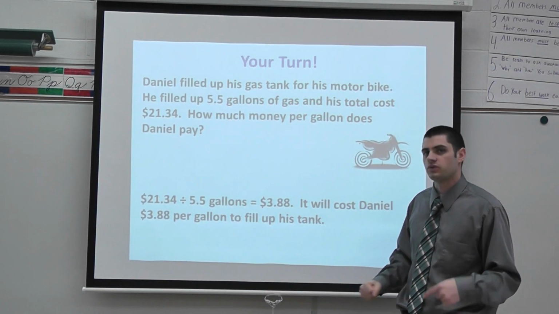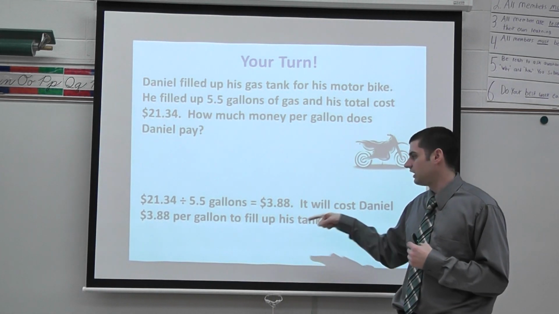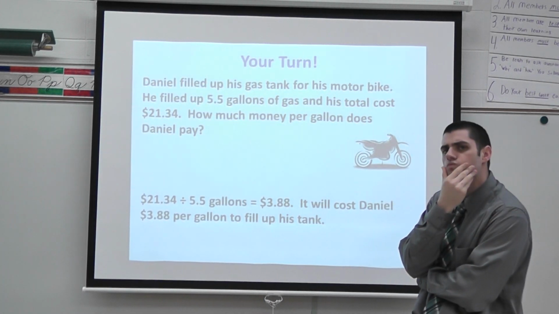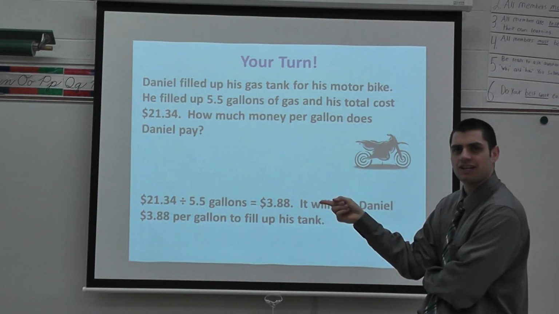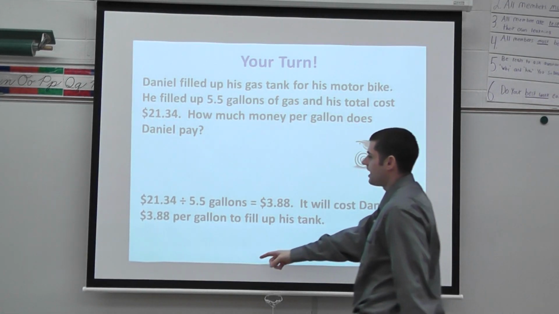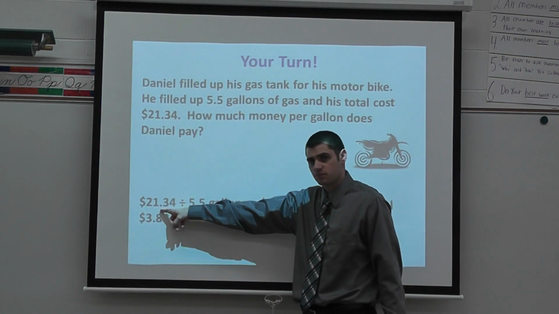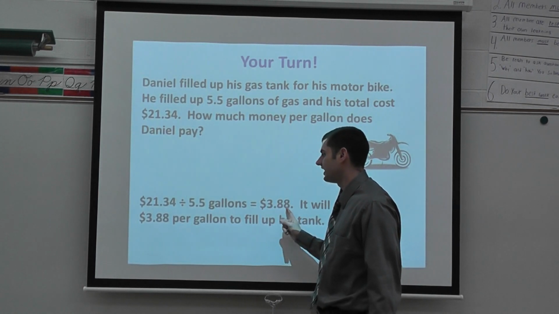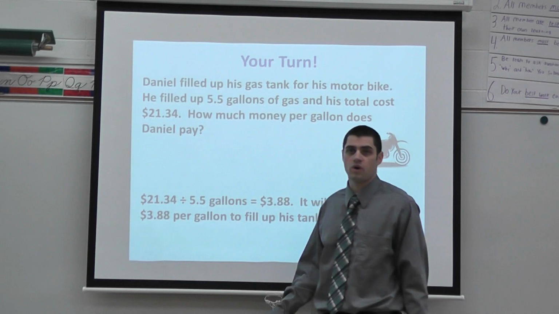Now, we've talked a little bit about fact families, about checking our work. Does anyone out there know a way that I can check this problem to make sure that I have a correct answer? Anyone know? Yeah, I can use my fact families here. Since I know this is a division problem, the biggest number is going to come first. So I can multiply 3.88 times 5.5, which is going to give me 21.34.